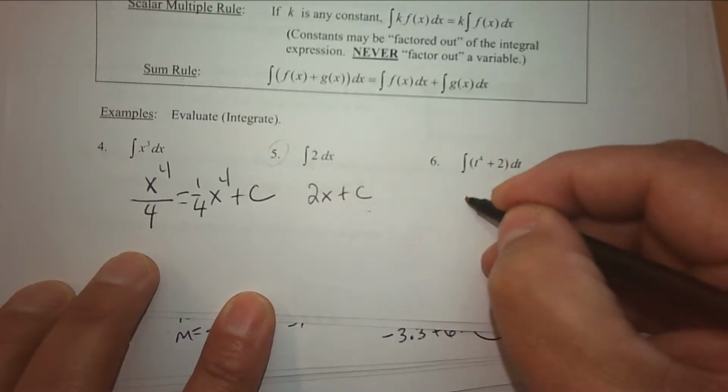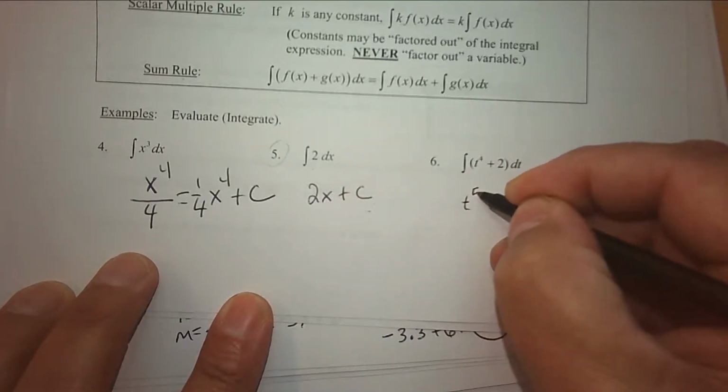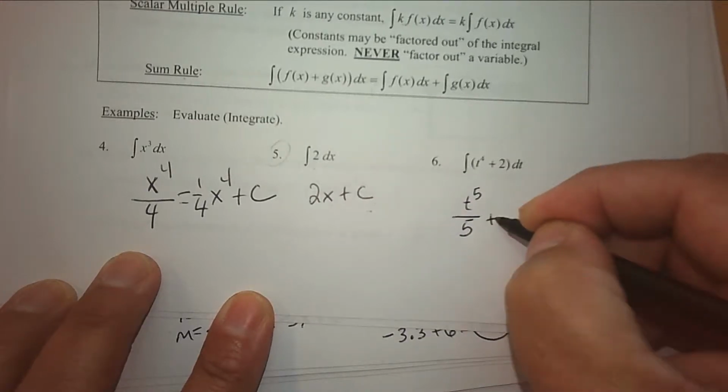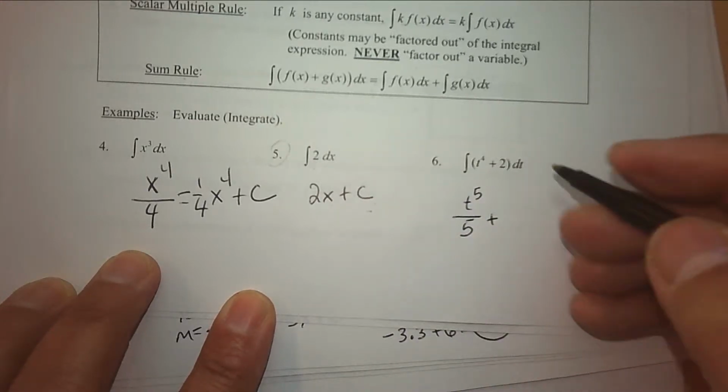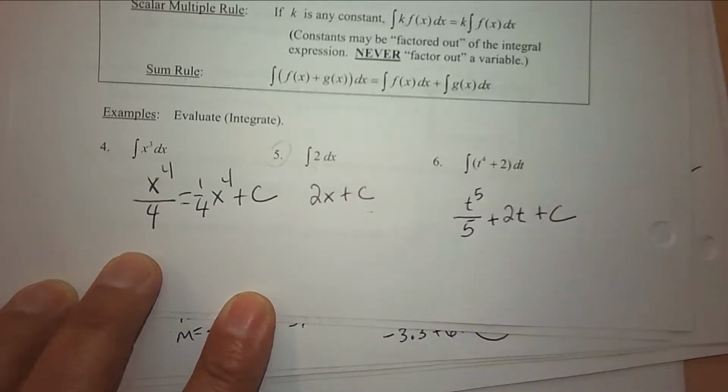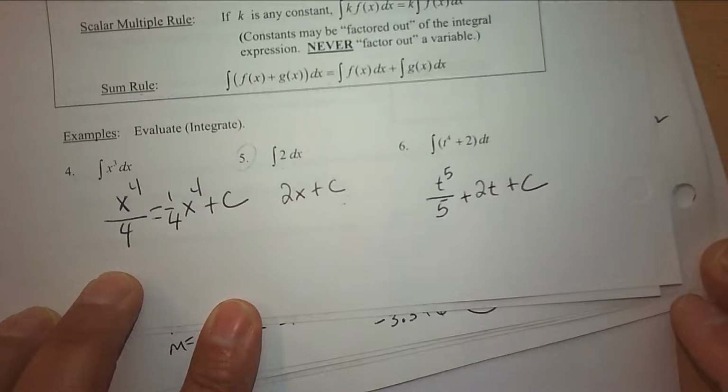Number 6. So add an exponent, and it would be to the 5, and then divide by that exponent. Notice the letters t. 2 would be 2t, and then include the C at the end. All right, turn the page.